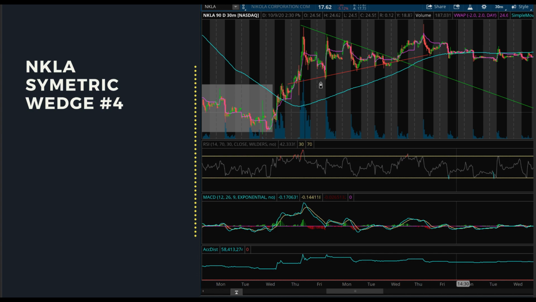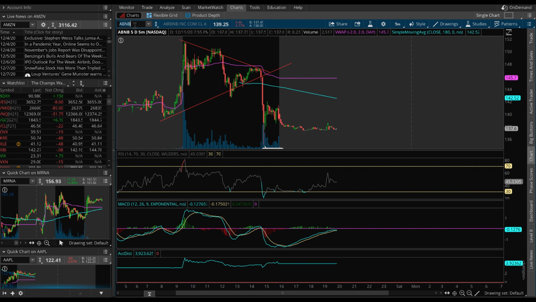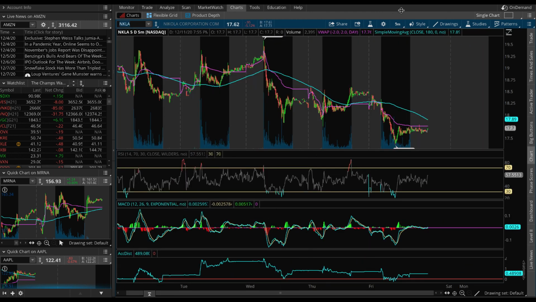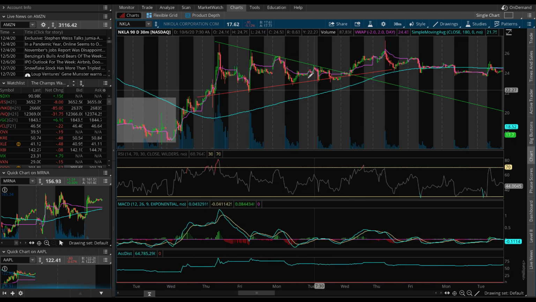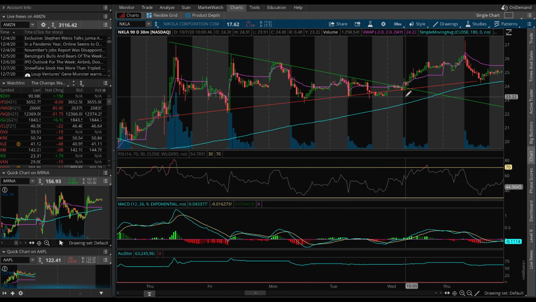Nikola Symmetric Wedge. Now this was quite a time ago, and I just wanted to bring this one up because I remember trading it. It's on our channel a while ago. Once again, I just pulled up Nikola. It took me a while to get to it. But anyways, what do you have? Once again, you got resistance overhead, support through the bottom. It's got to pick a side, and it does.